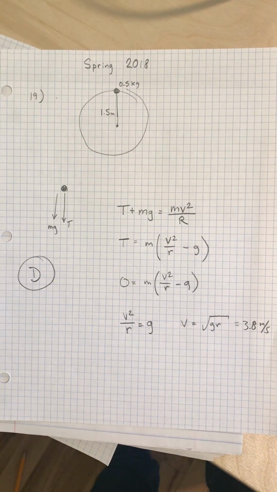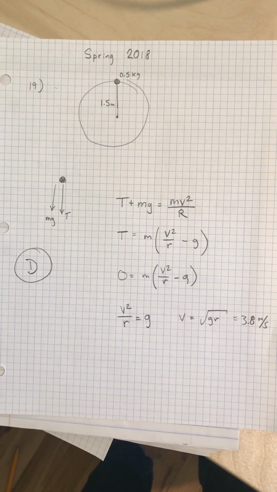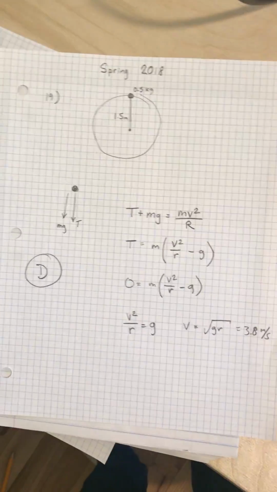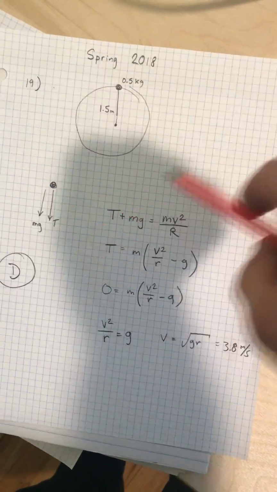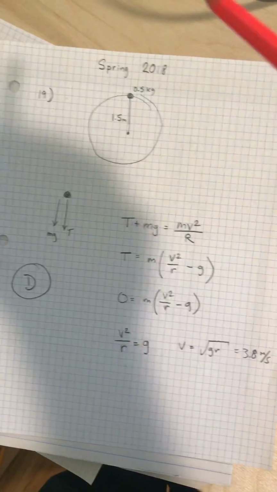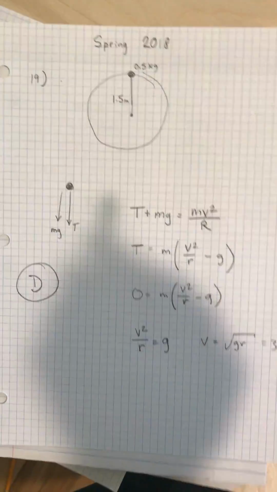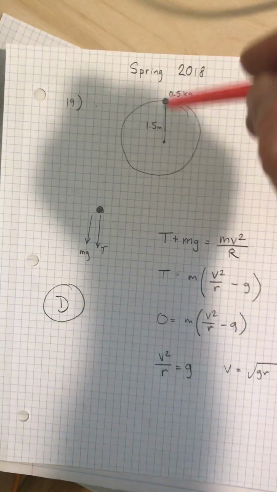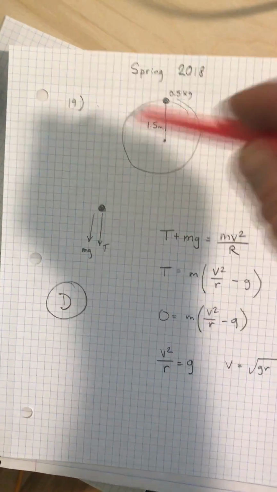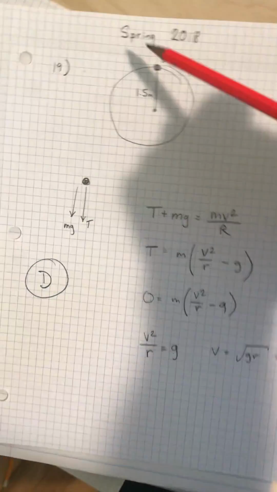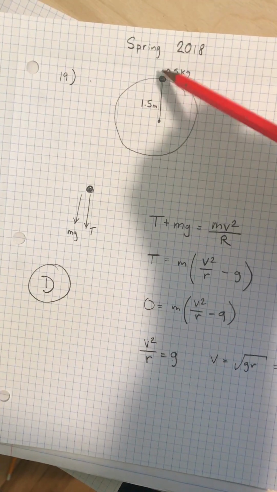This is the solution to Spring 2018, problem 19. There is a ball on the end of a string, and it is being spun around vertically. That is what makes this problem more complicated, because it's experiencing not only the tension force on it, but also gravity, and the gravity depends on where it is position-wise. Luckily, we're asked to solve for the case where it's at the top.